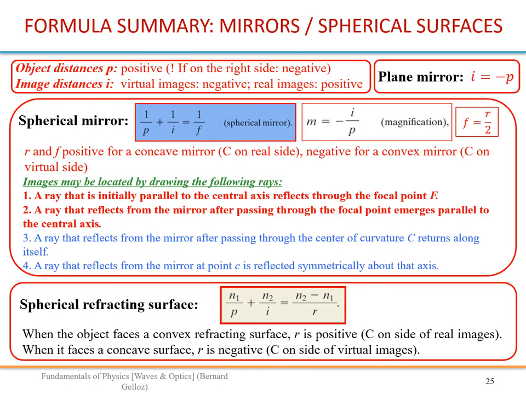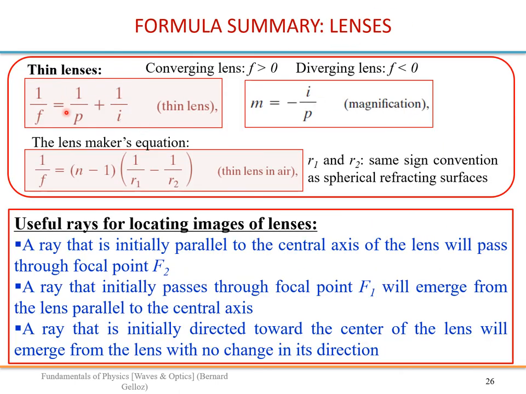All right, to finish, this is the formula summary. This slide is for mirrors and spherical surfaces: all the equations, the useful rays, and the convention on the signs. This is for spherical refractive surfaces. And the next slide is for lenses. You have the formula for thin lenses, magnification, the lens maker's equation, remember the sign conventions for all of these, and the useful rays for locating images of lenses.